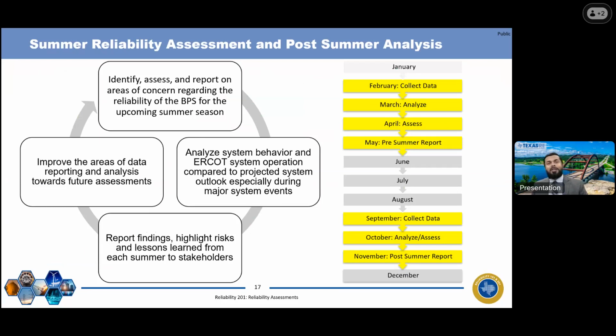Knowing how our assessments compared to the extreme summer conditions helps us identify improvement opportunities in the areas of data, reporting and analysis toward the next assessment.